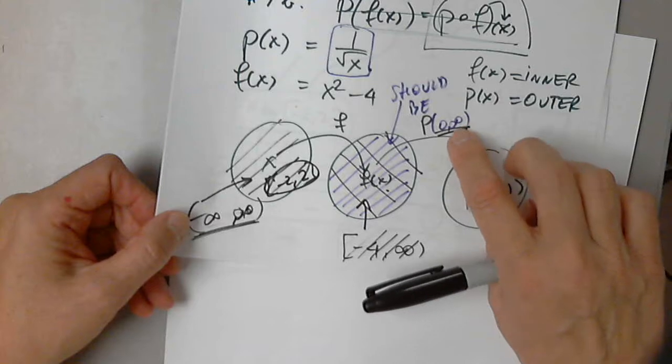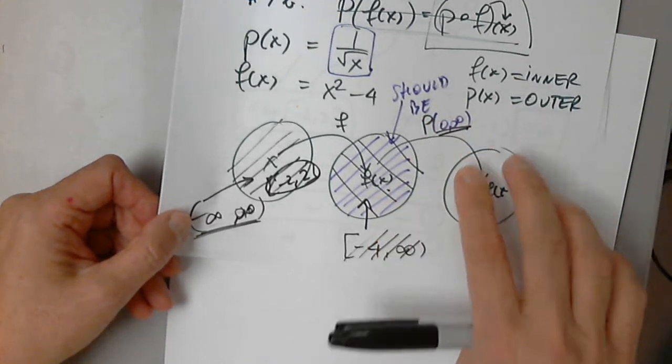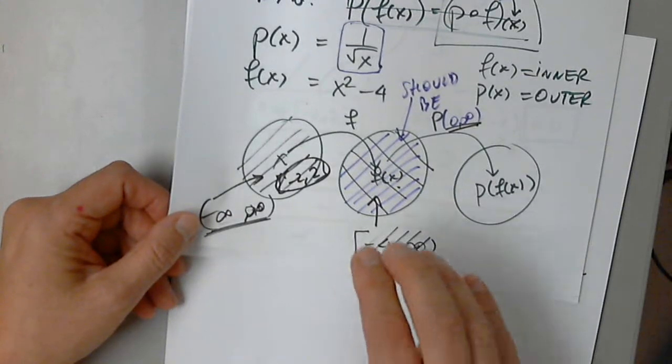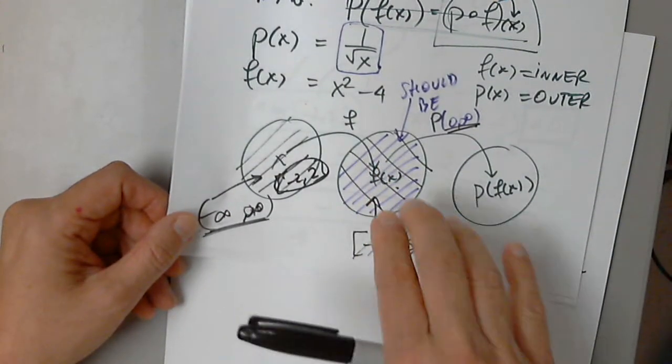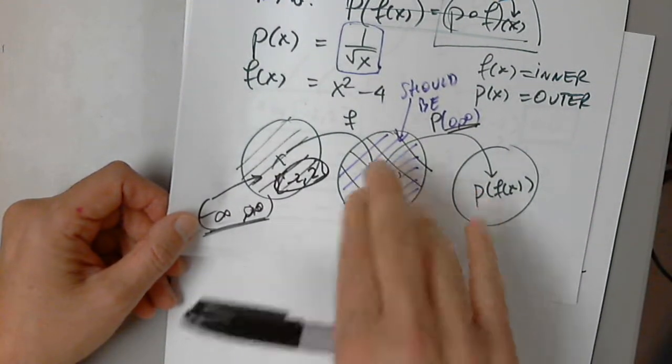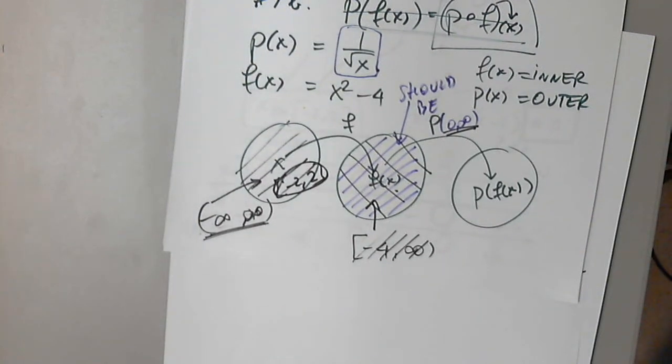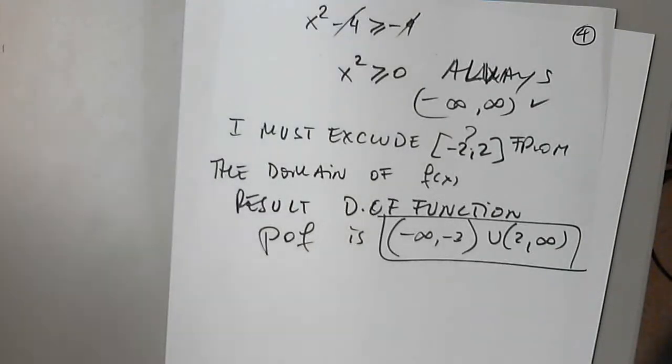And the domain of P is 0 to infinity, so -4 to 0 has to go. They can never be here. -4 to 0 can never land here. Very good question. It's a very long one, so it's for homework, obviously.